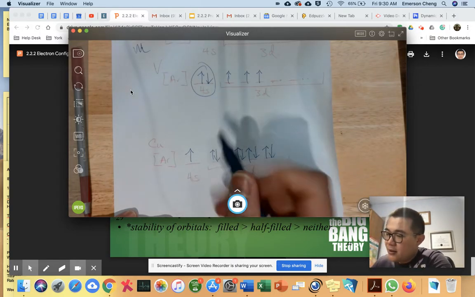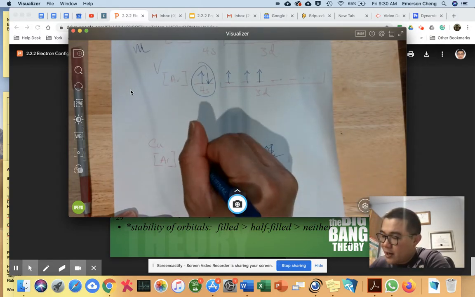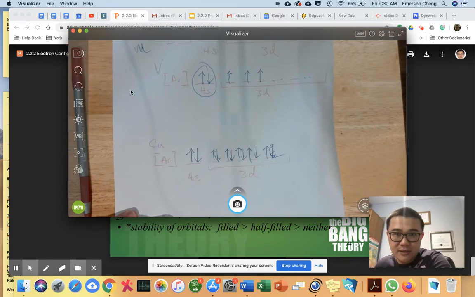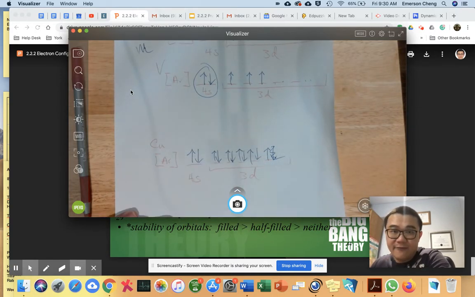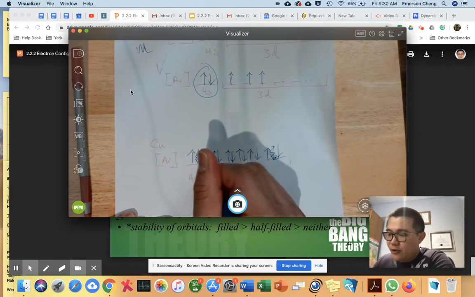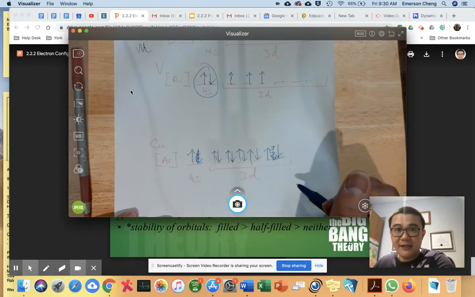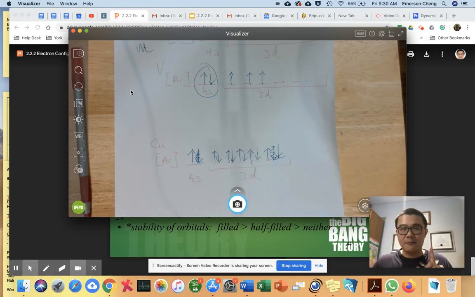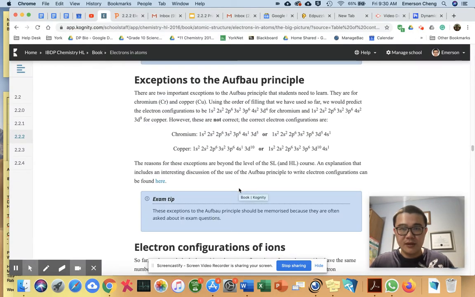Rather than having the 4s slot filled and this one half filled, the math works out so that you would rather have the 4s not filled and the 3d filled. And these are the only 2 exceptions that we need to worry about at this point. Okay. Now there's a discussion here. Also, another thing on Cognity is that it should always be memorized because they always ask this.